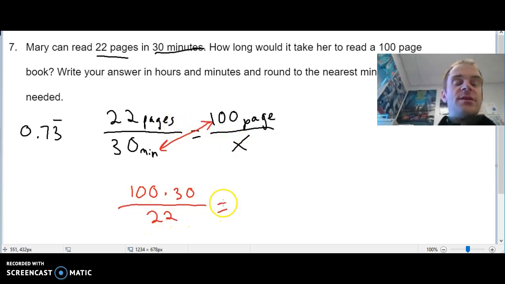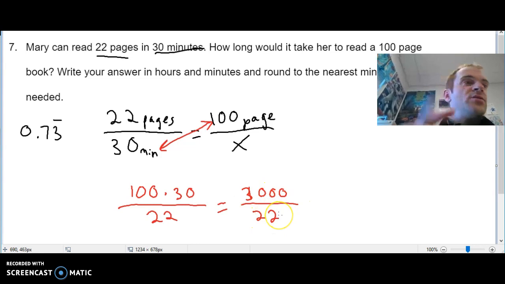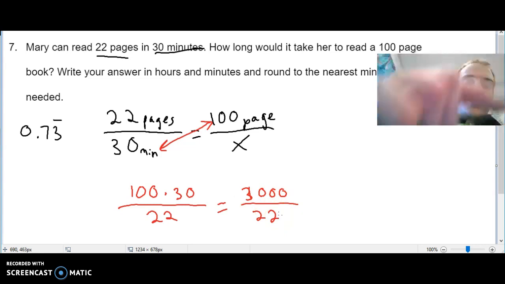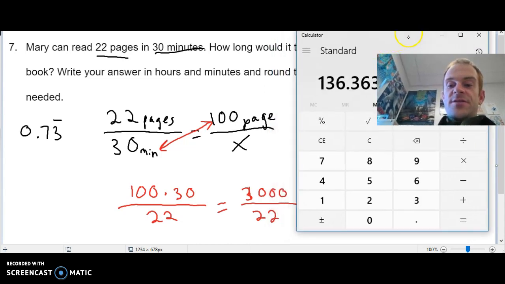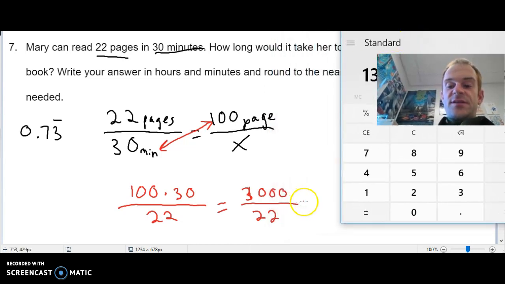So 100 times 30 divided by 22, well, that's equal to 3,000 divided by 22. Okay? And so I can use my calculator again. Let me just double check to make sure I did that right. Divided by 22. Alright, so 136.36 repeating.